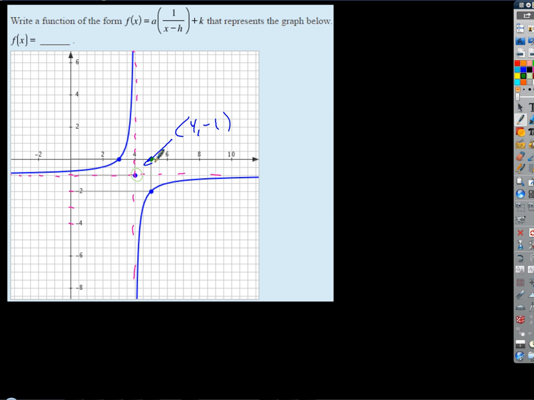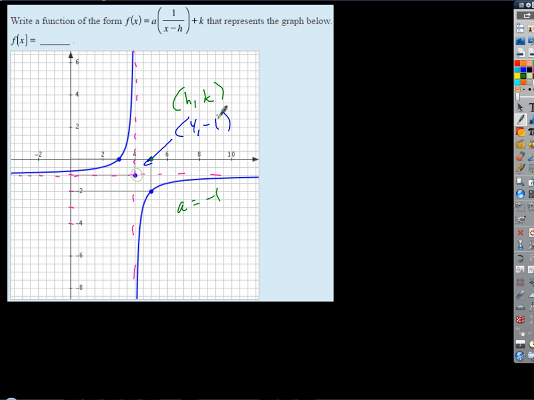Negative 1, yeah. And just ask yourself, what would I multiply 1 by to get negative 1? Well, negative 1. That's another way to think about it, right? So we know a is negative 1, h is 4, k is negative 1.